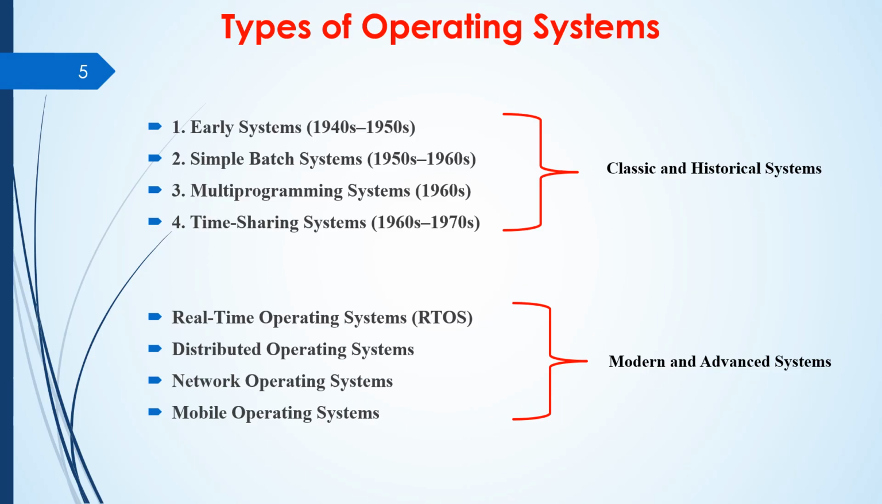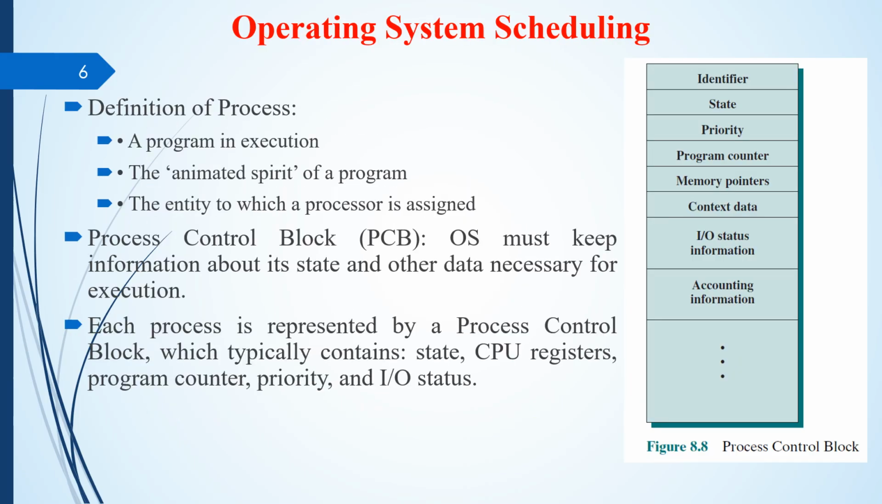Network operating systems focus on managing network systems and provide file sharing and printer access, common in office and local area network environments. Last one, mobile operating systems are designed for smartphones, tablets, and wearable devices, optimized for power management, touch interfaces, and connectivity. Examples are Android and iOS.